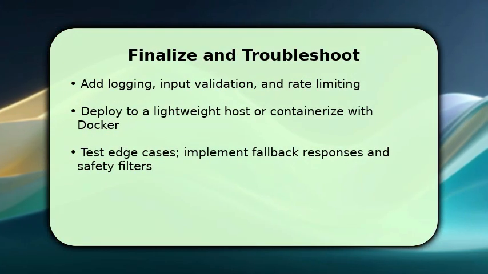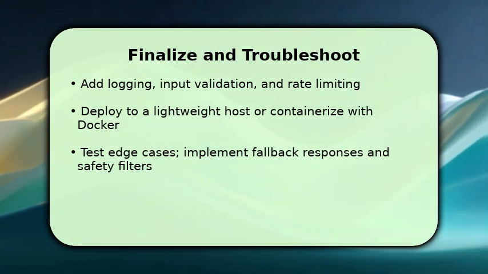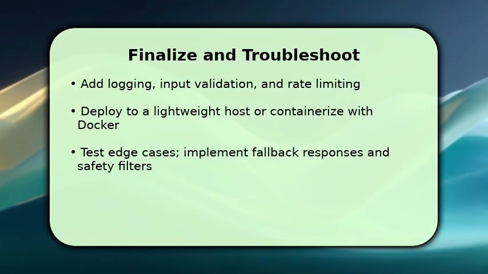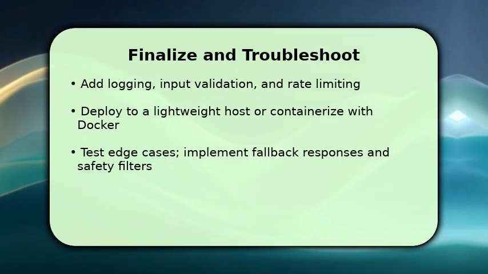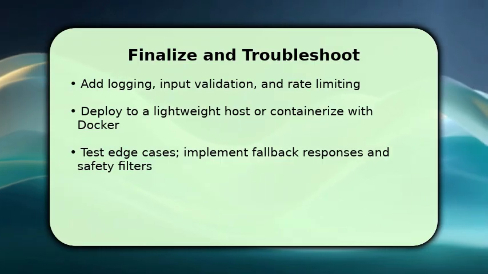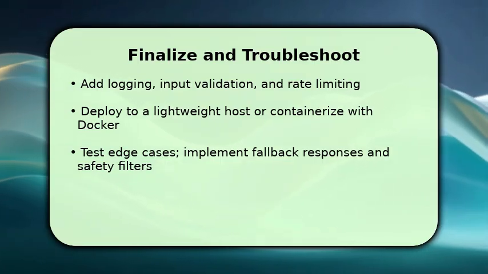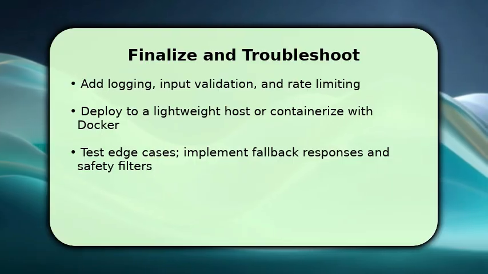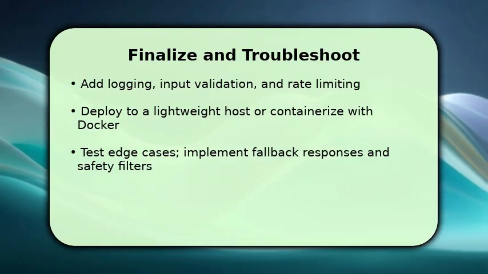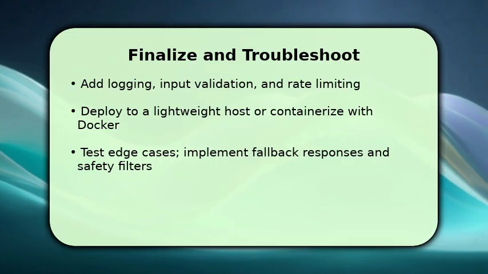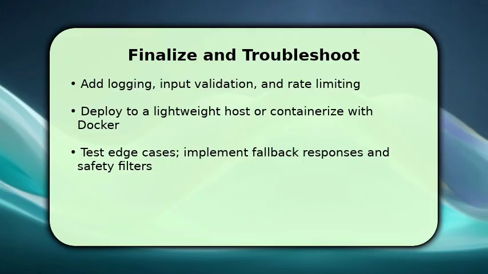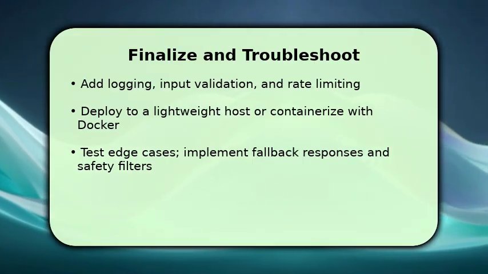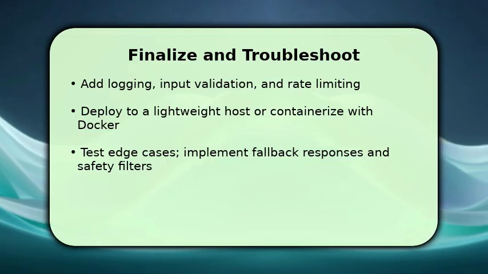Finish by hardening your assistant. Add structured logging, input validation, and simple rate limiting to protect quotas. Then containerize with Docker or deploy to a small host so you can test real users. Make sure to include safety filters and a fallback reply for unknown queries. If things break, check logs for API errors and validate your env key, often clearing cache tokens or increasing timeout resolves silent hangs. Start there before deeper debugging.